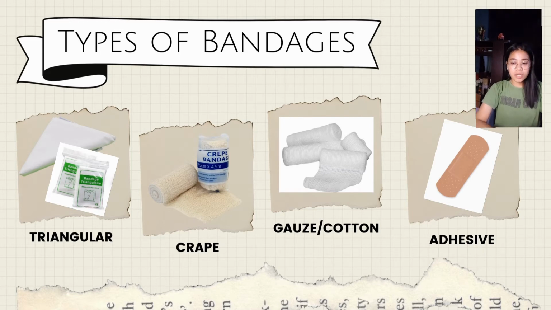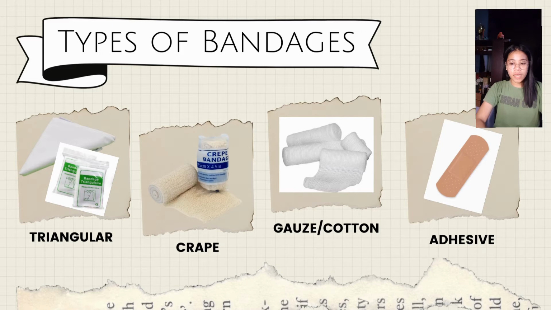So next is the crepe. The crepe bandage is made of woven cotton. This is an elastic bandage ideal for long-term bandaging. This kind of bandage, po, is mostly used by athletes, because it supports strain and reduces swelling, and it also provides pressure to the limb and joint.